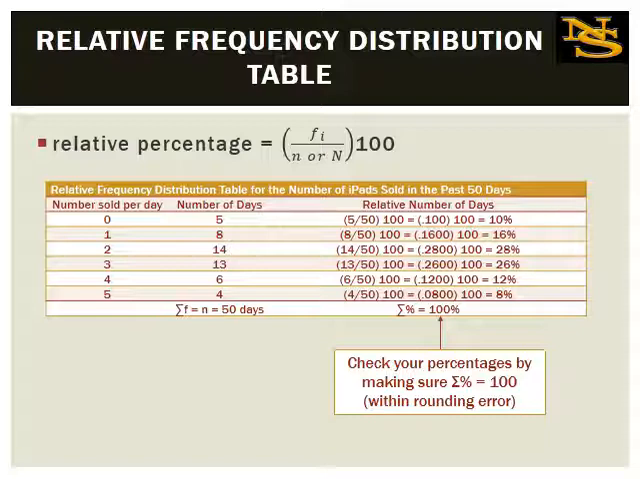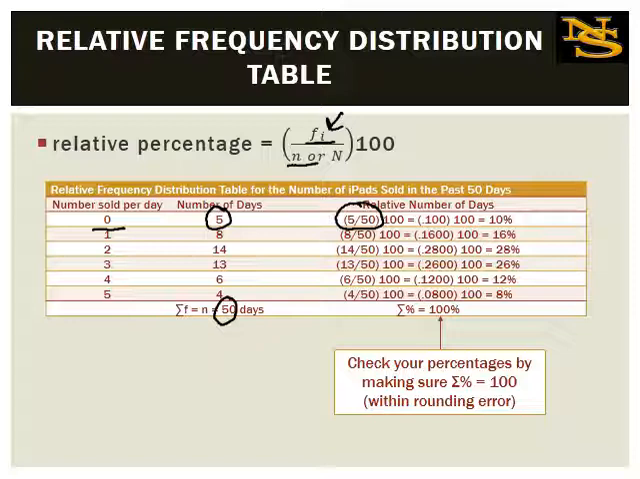I'll show you in a separate video how to use Excel to do this. But just so you understand the computations behind it, you can see that we take the frequency for the particular value of interest. That's what this stands for: frequency for value of interest. In this case, we're interested in the frequency for 0. 5 days had 0. 5 divided by the total number of days, or your N, 5 divided by 50. That would give you a proportion. So 0.10 would be the proportion.